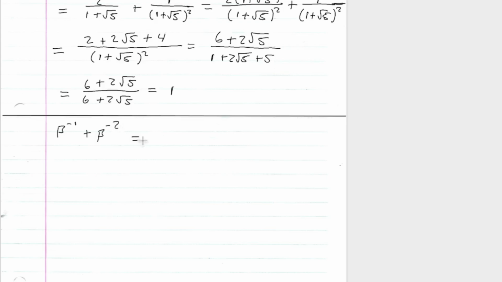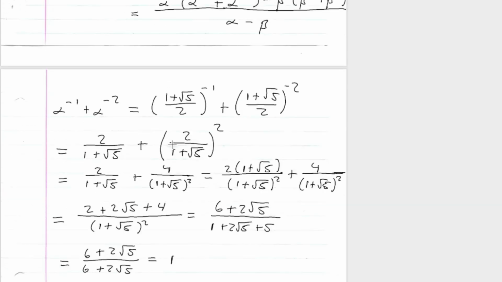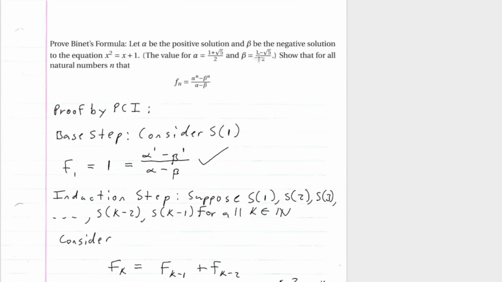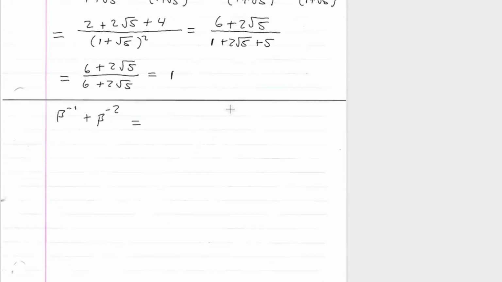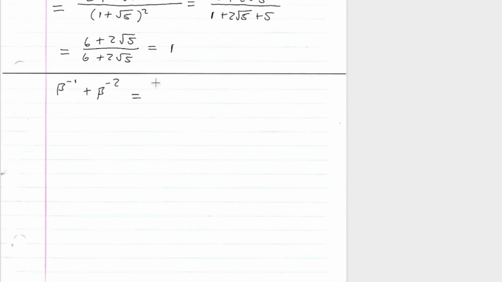beta to the negative 1 plus beta to the negative 2. Remember, this was the negative solution, so this was 1 minus the square root of 5 over 2. So this is the same thing as (1 minus the square root of 5 over 2) to the negative 1 plus (1 minus the square root of 5 over 2) to the negative 2. So we're going to do the same thing as we did before.